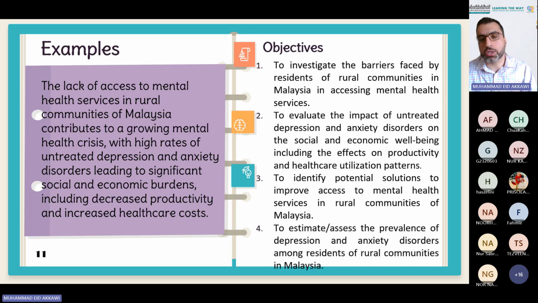Another one could be to estimate or to assess the prevalence of depression and anxiety disorder among these residents. Usually this should come first, actually. This should be the first one, in fact. First, you need to assess the prevalence. So you see here that with assess, you are not assessing against a standard.